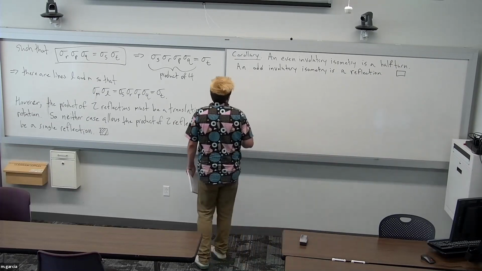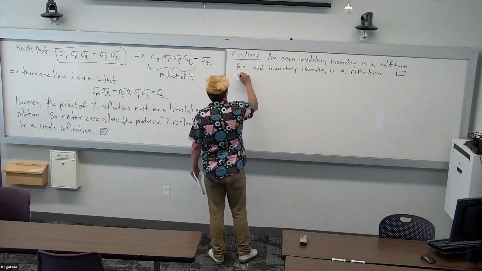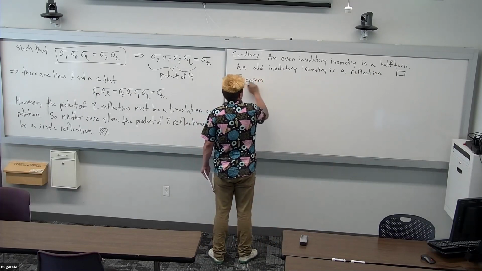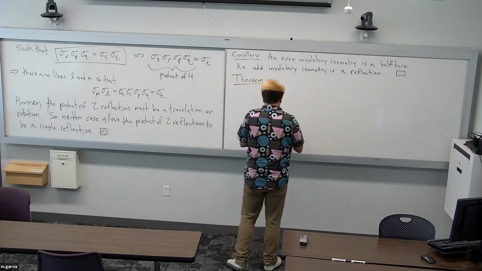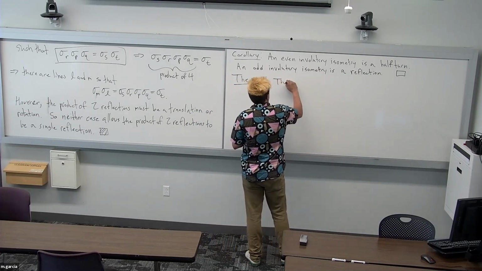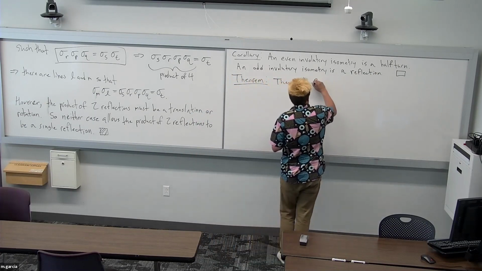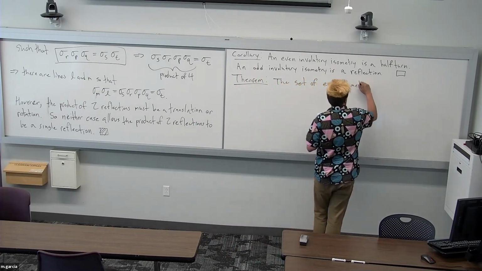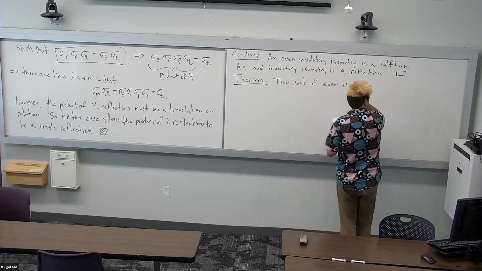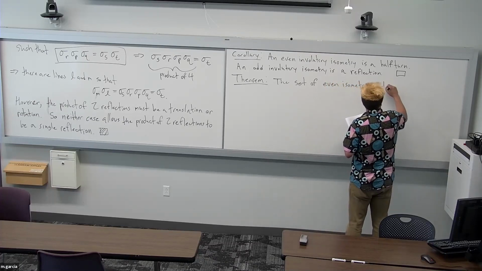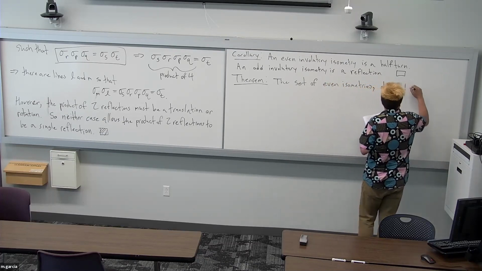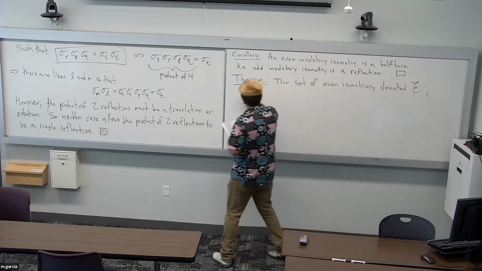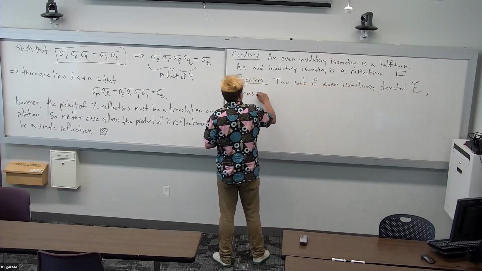So, here's the first useful thing that we can say about either even or odd isometries. The set of even isometries, which we denote script E, forms a group.